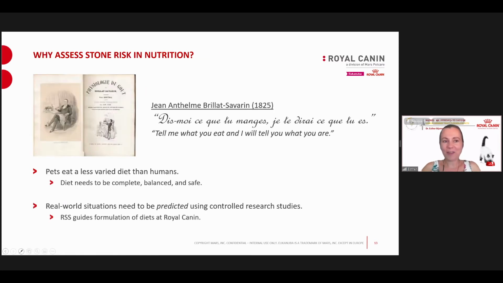And at Royal Canin, in R&D, I must admit that I'm pretty obsessed with assessing stone risk in nutrition. And why am I in R&D obsessed with this? This is actually dating back to a brilliant physiologist who was also a lawyer. He had very many qualities, back from 1825, Jean-Pierre Savarin.